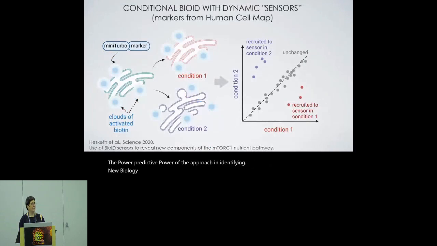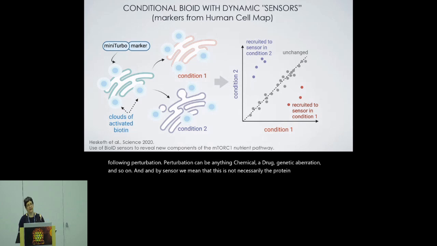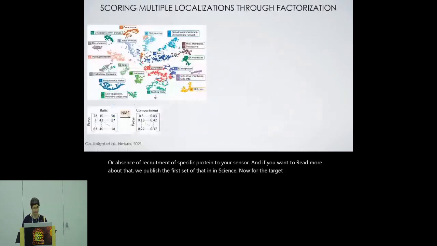We can also use a cell map to identify what we call sensors, to map the changes that occur at the surface of an organelle or in an organelle following perturbation. Perturbation can be anything: a chemical, a drug, a genetic aberration, and so on. And by sensor, we mean that this is not necessarily the protein that you're the most interested in, but what you want to do is look at the recruitment or absence of recruitment of specific proteins to your sensor. And if you want to read more about that, we published the first set of that in Science, now, for the target of rapamycin signaling.